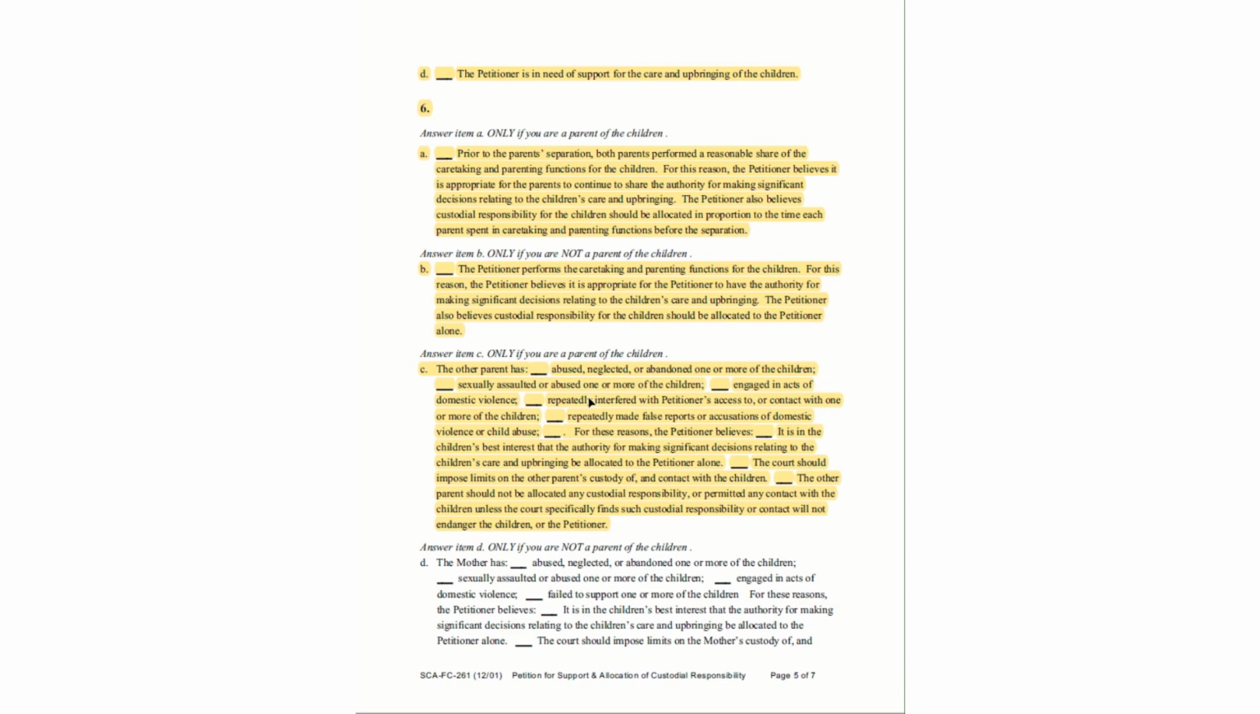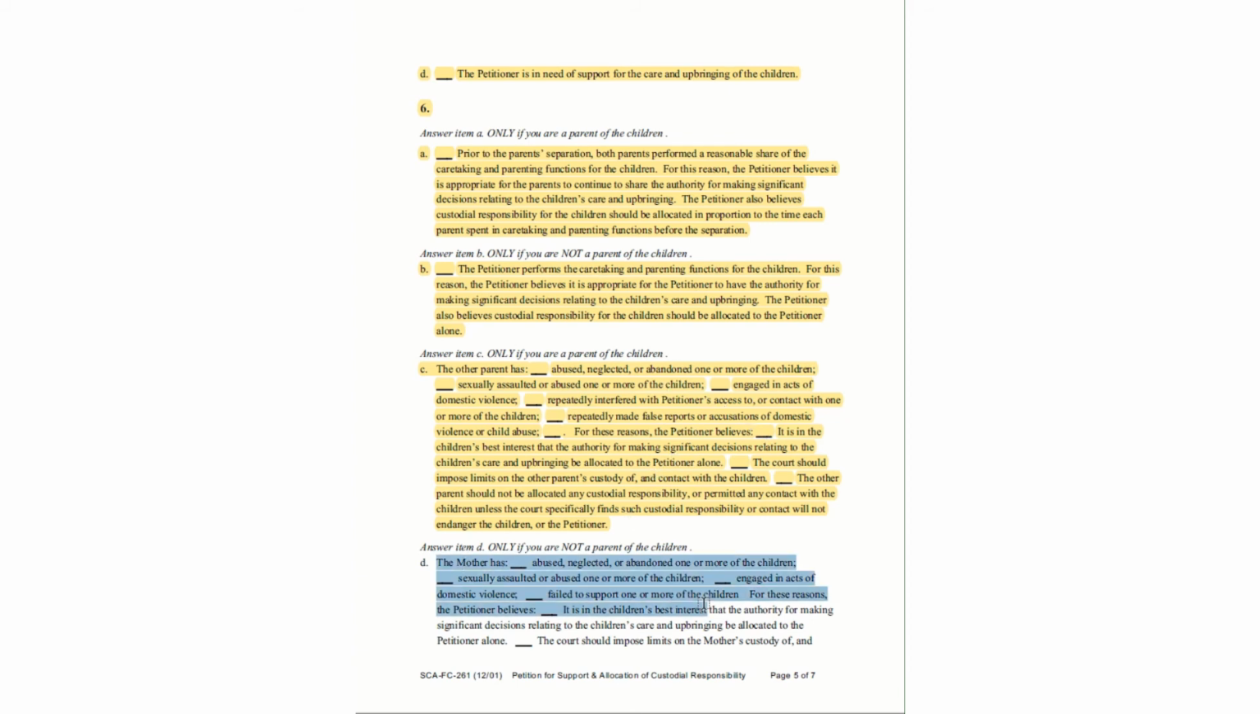Some reasons the court might look at are in these boxes here, such as allegations of abuse and neglect against the children, sexual assault against the children, and domestic violence. So you'll want to read carefully through those and mark the ones that are appropriate, if you're asking that the other parent's time should be limited and that the other parent should not have the same decision-making rights as well.